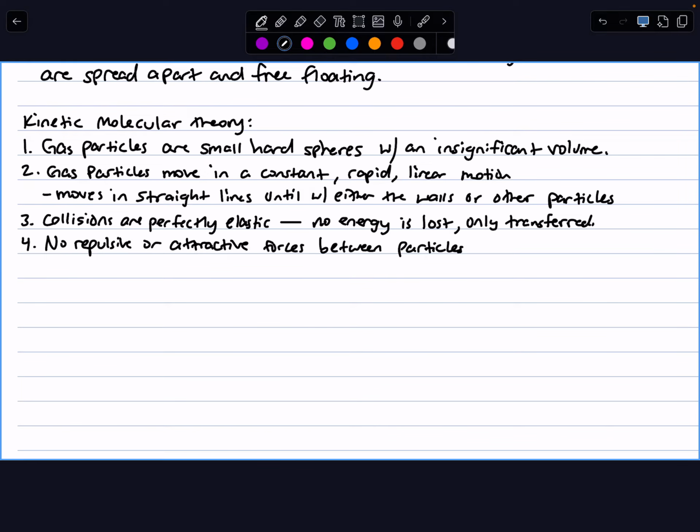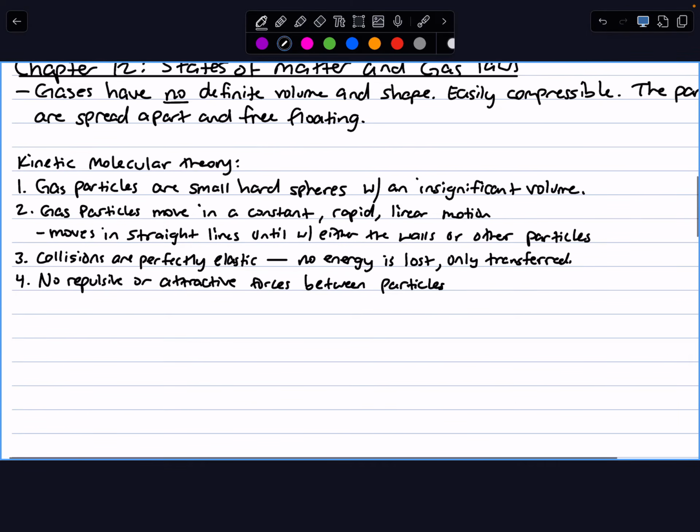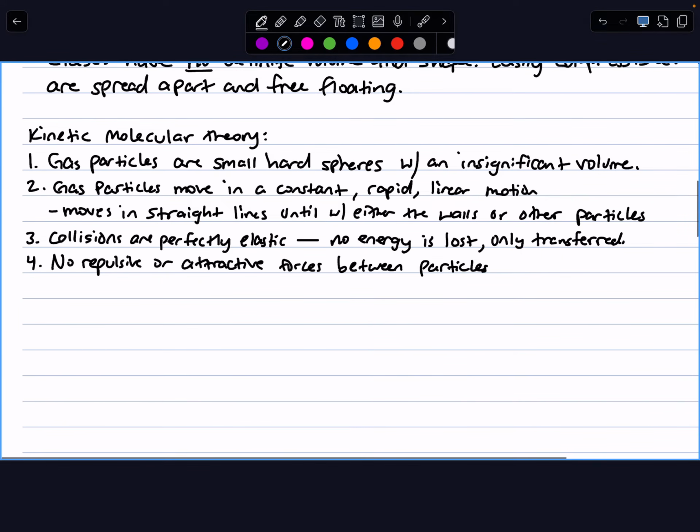So the question literally goes, which of the following is not a part of the theory? And I'm going to take these 4 and change one of them. So just make sure you remember that. This is very important. Then another question right after that I'm going to ask you about collisions and being perfectly elastic. So remember, no energy is lost, only transferred during an elastic collision.